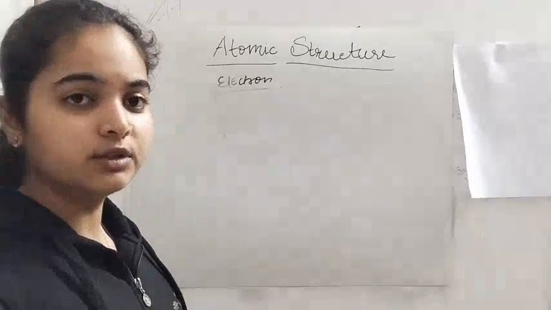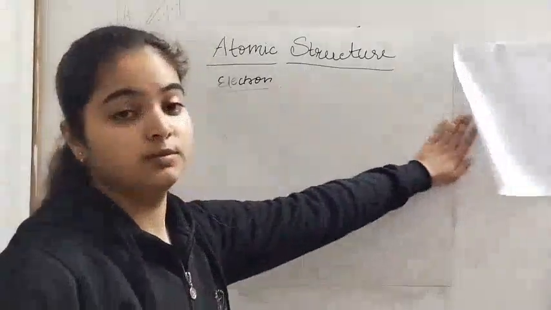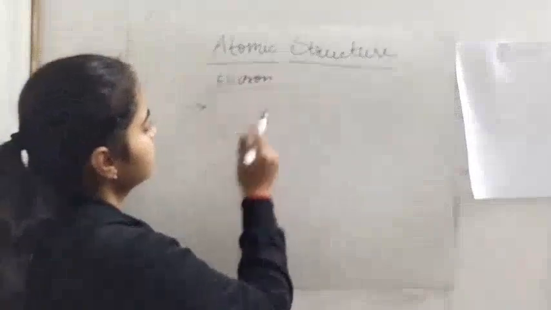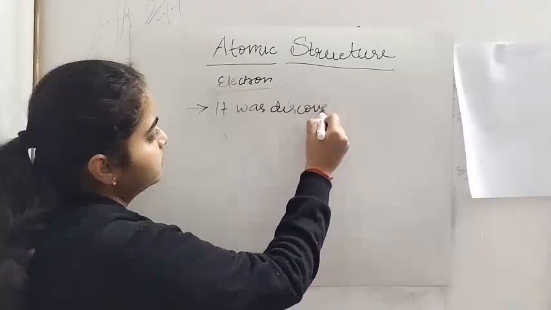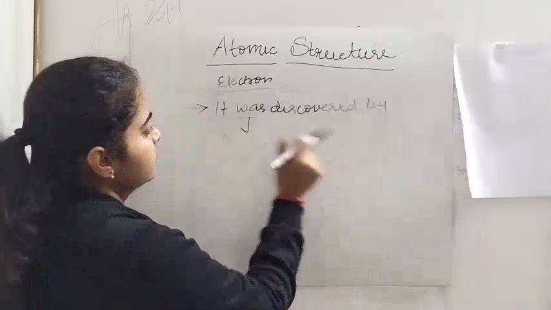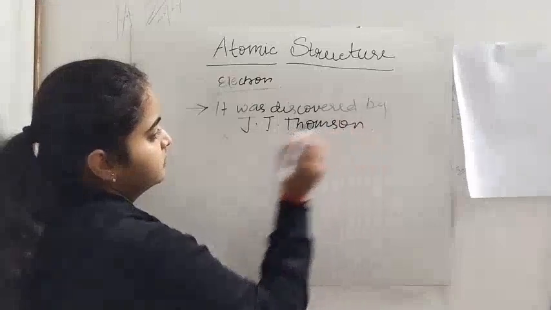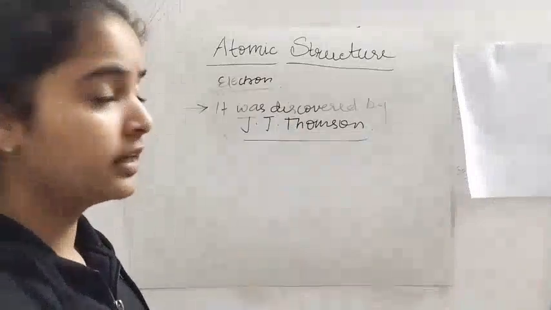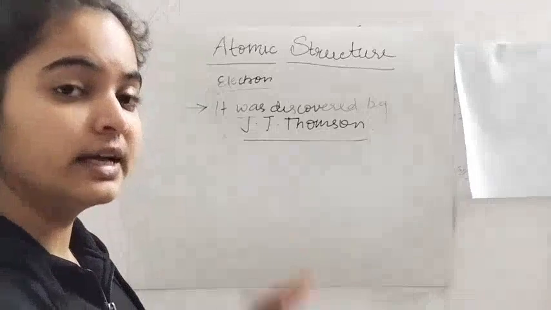So who discovered the electron? Electron was discovered by J.J. Thompson. Okay, so write down here: it was discovered by J.J. Thompson. The scientists' names who discovered these entities are very important and they can come in exam. These are very important according to exam point of view.